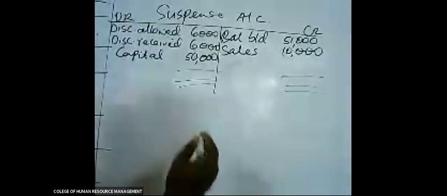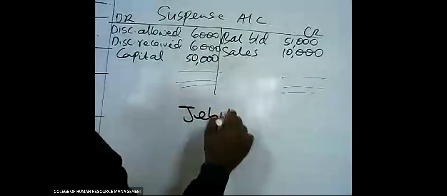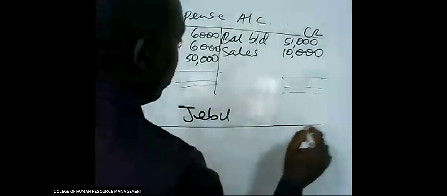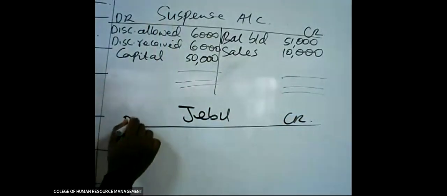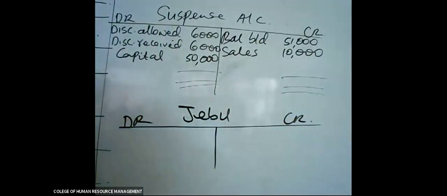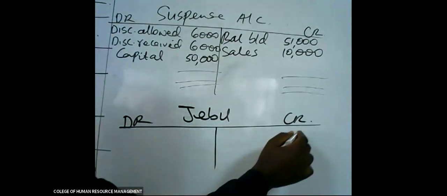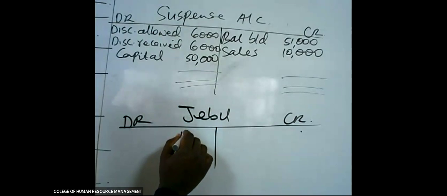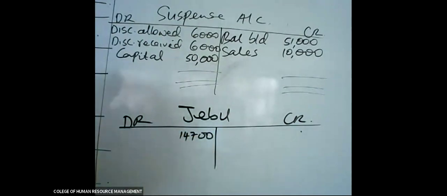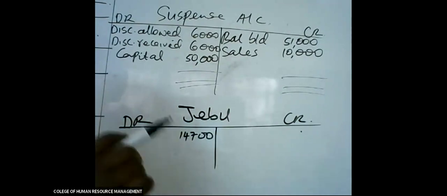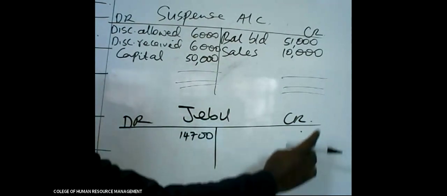Here with us, it is an account of Jebu. Jebu, we have been told, is a creditor. A creditor is a liability, should be credited. Then we made a mistake. Instead of crediting here, we debited 14,700. We are supposed to use the same account for Jebu, but now we are supposed to credit.